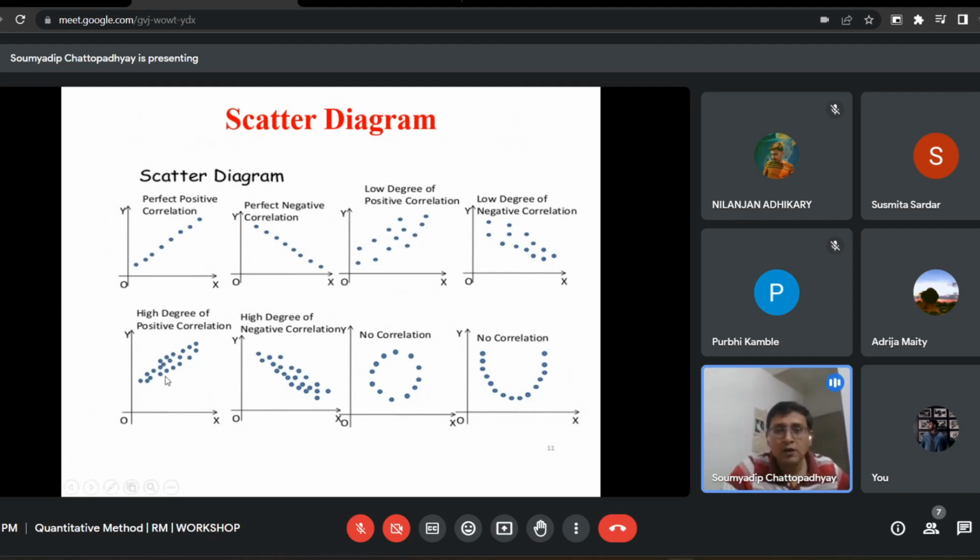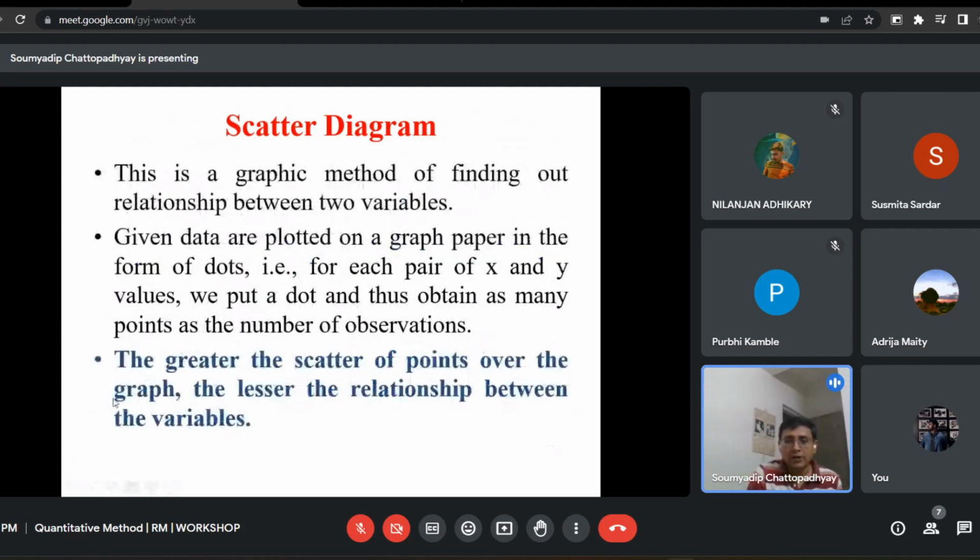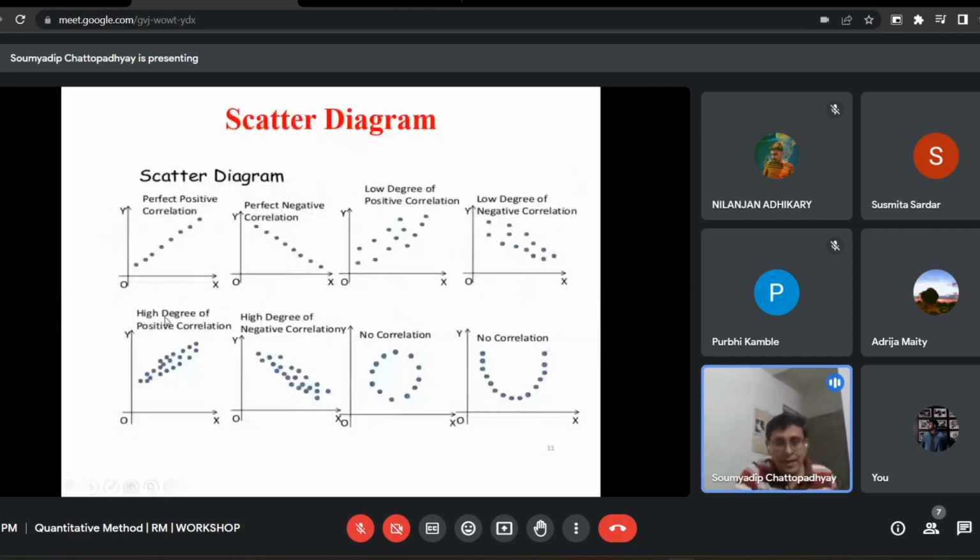But if you consider this particular figure and draw a straight line through it, you can see that the scatter points are more or less concentrated on and around that straight line. That is why they represent a higher degree of positive correlation. That is why I mentioned that the greater the scatter of points over a graph, the lesser is the strength of the relationship between the variables. There is a concentration of the points around a particular straight line. That is why this particular figure is representative of a high degree of positive correlation, and this particular figure is representative of a low degree of positive correlation.